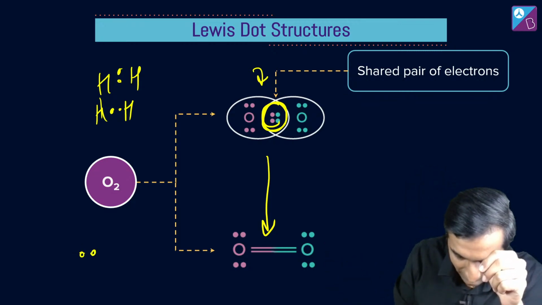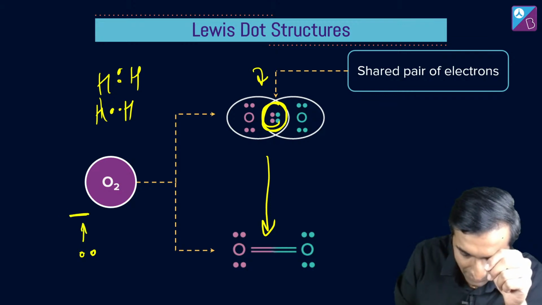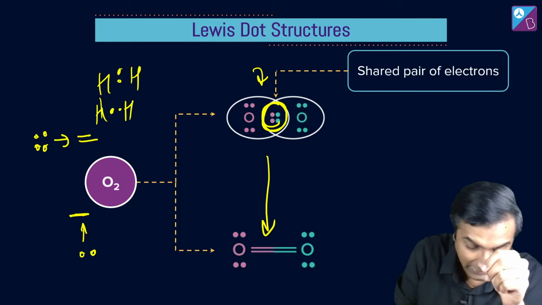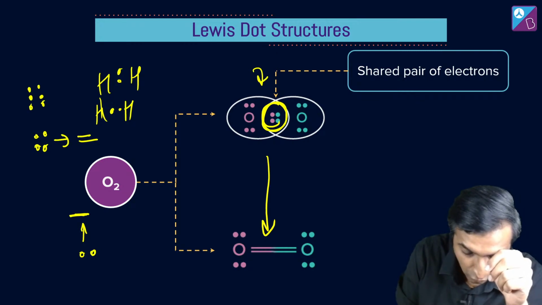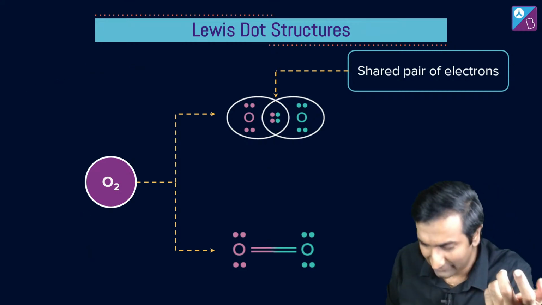ये जो 2 electron है, this is being represented by 1 bond. तो अगर 4 electron है, this is the same as a double bond. अगर 6 electron है, 6 भी हो सकते हैं, जरूर क्यों नहीं हो सकते? That is going to be represented by a triple bond. Okay, that's all, yaar. That's all there is.